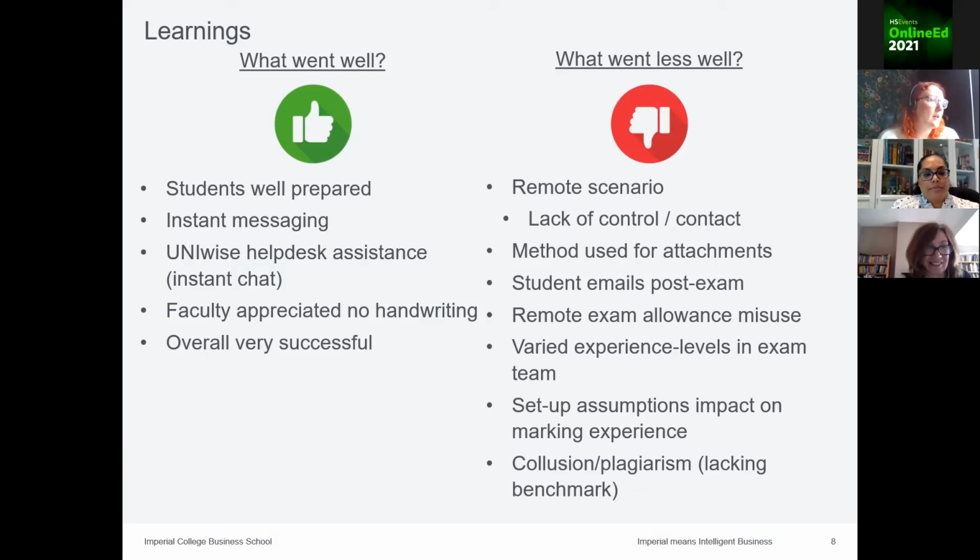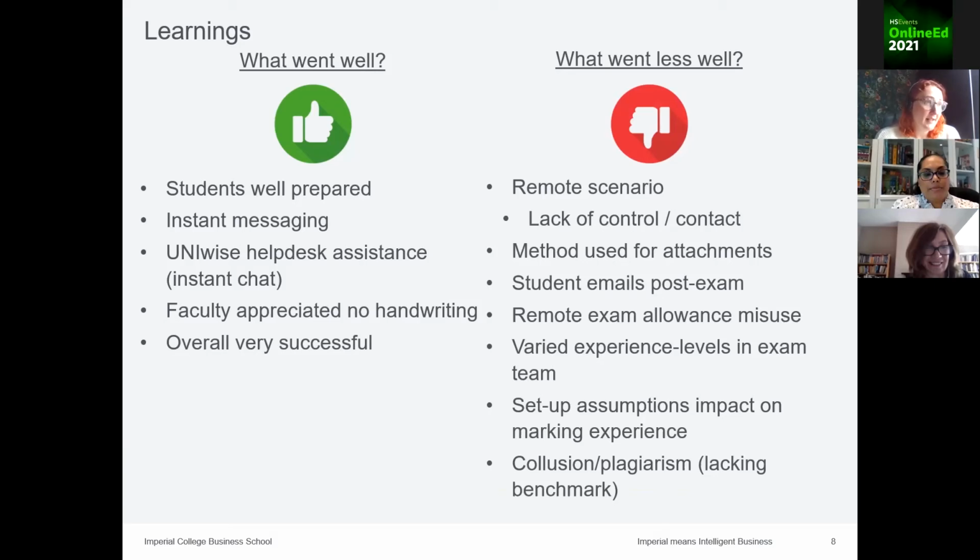UniWise have an instant chat help desk that's available now in core hours, but almost core hours then. And that was really helpful for assisting on any tech sides if we had any concerns about the platform or about students progressing. Faculty really liked that they didn't have to decipher any handwriting anymore. And overall, they all went very smoothly and it was very successful.